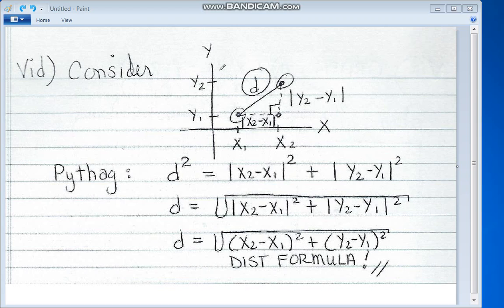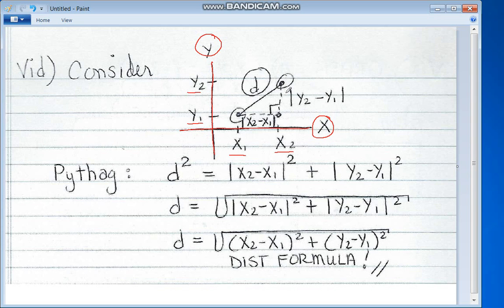Consider this picture. Here we have the y-axis, and here we have the x-axis, x and y. And I put 2 points on the x-axis, x sub 1 and x sub 2, and 2 points on the y-axis, y sub 1 and y sub 2.